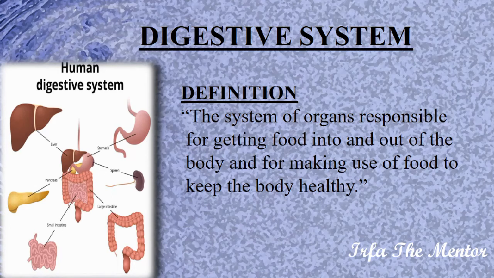In more simple words, we can say that these are different organs. What are those organs? Those organs are the mouth, esophagus, stomach, small intestine, and the large intestine. All these organs are involved in this system, which has the responsibility for getting food into and out of the body. And what is the responsibility of that food?